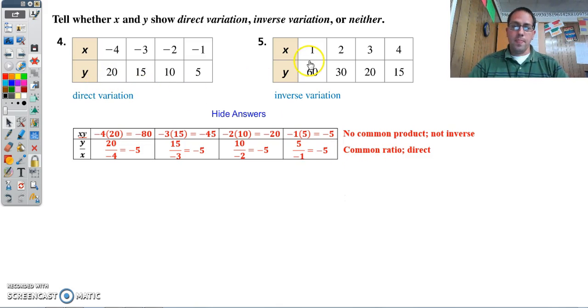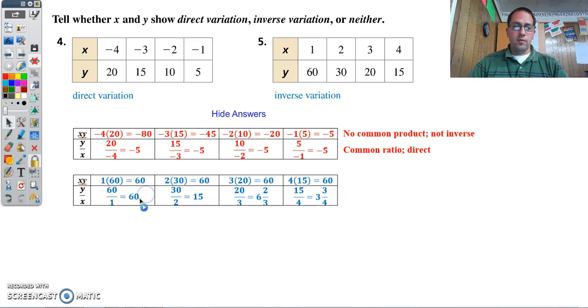All right. Number 5, set up our table, and here we see the products are the same. 1 times 60, 2 times 30, 3 times 20, 4 times 15, all come out with 60, and the ratios don't work out. So here we have a common product, so this is inverse variation. Do not have a common ratio, so it's not direct variation. All right, so that's how that works.